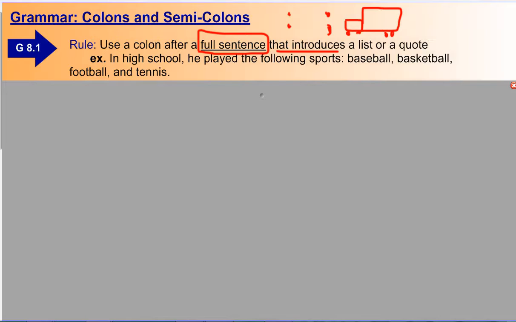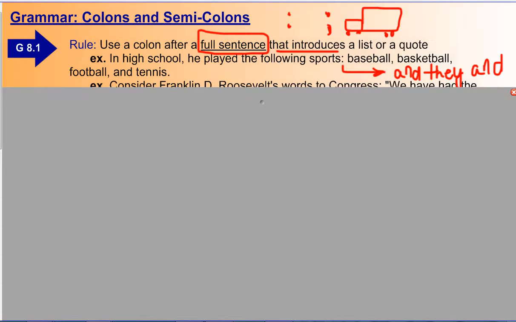Now, of course, he played the following sports. Someone's going to want to know what those sports are, and that's why we need that colon. That colon essentially replaces the words "and they are." And sometimes we have some strange noises that we use when we use punctuation, at least here in this class. I always do a little, when I do like this, "and they are," colon. All right. And so we have a full sentence. I need an "and they are."